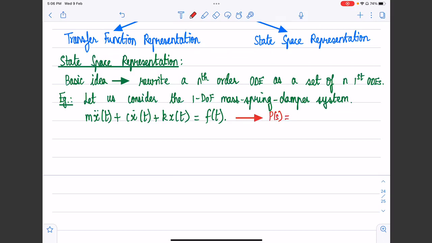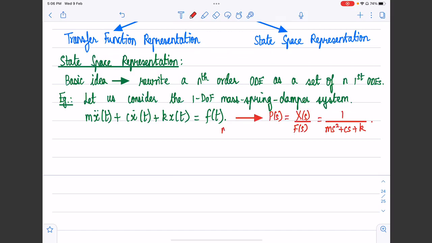It is once again the Laplace of the output divided by the Laplace of the input. In this case, it's going to be X of s divided by F of s. And if you recall, we had to substitute initial conditions to be 0, and we would have obtained the transfer function as m s squared plus c s plus k. Okay, so that's what we would have obtained.